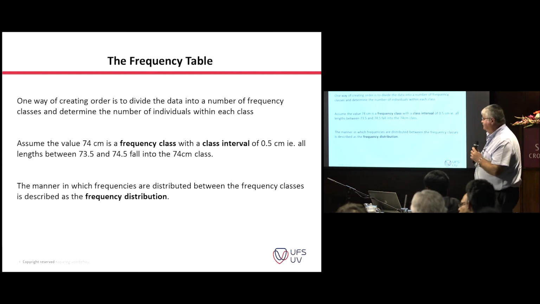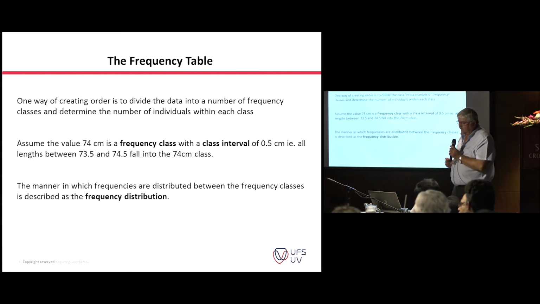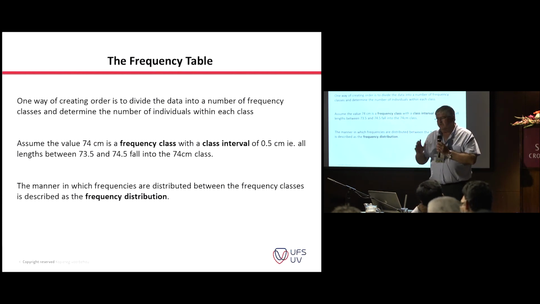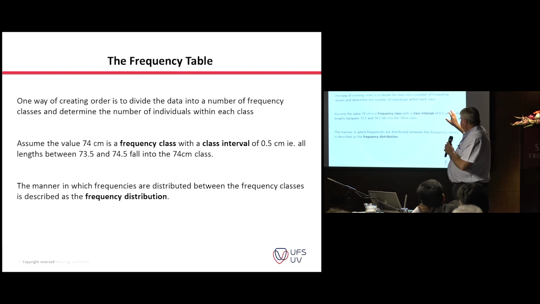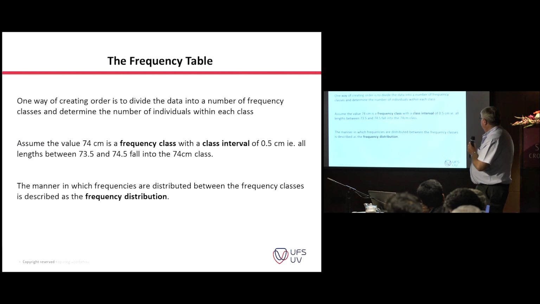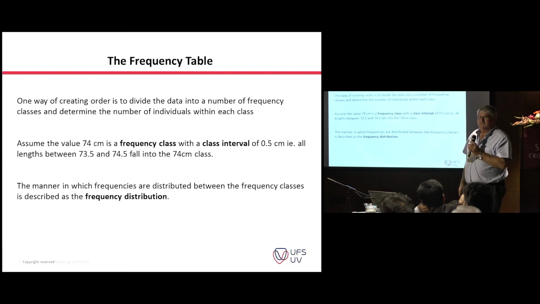One of the things that I can do with this is I can divide those figures into what we call frequency classes. So I can look at the range of those figures and I can decide I'm going to divide them into 20 classes, 10 classes, whatever the case may be. Okay, so I'll then divide these into classes and I'll work out how many plants fall into each class. Okay, so 74 centimeters is a frequency class, and I decide that on either side of that I'm going to go half a centimeter, and all the lengths between 73.5 and 74.5 I will put into the 74 centimeter class.